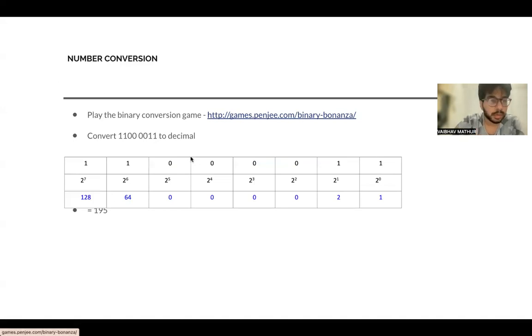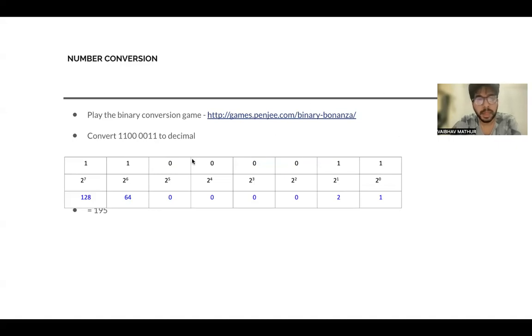Our aim here is to learn how, given a number in binary language, that is this number 11000011, we can convert it into a decimal number. And given a decimal number, how we can convert it into a binary number. That's what we want to learn.